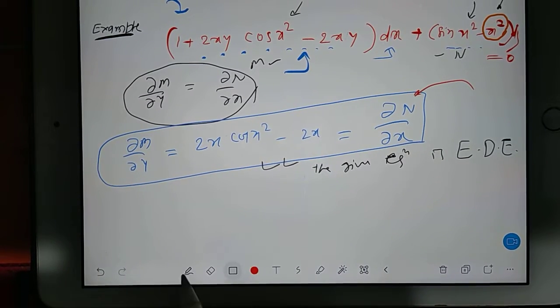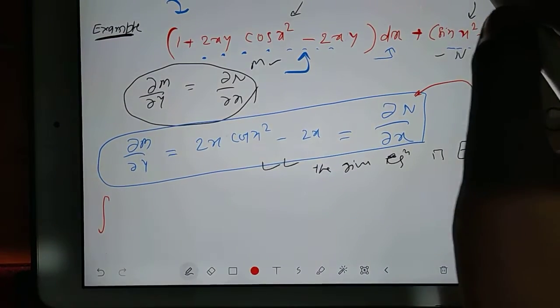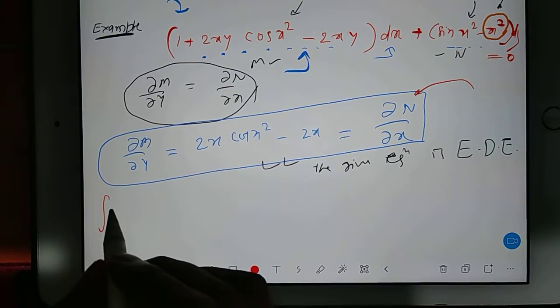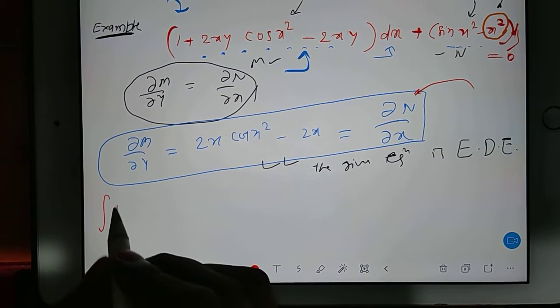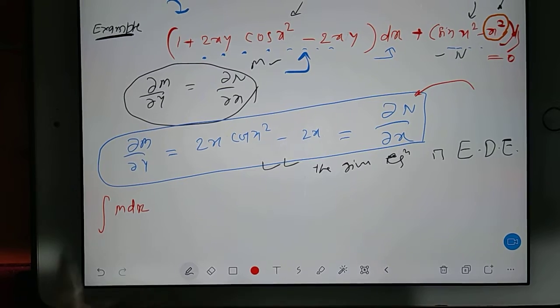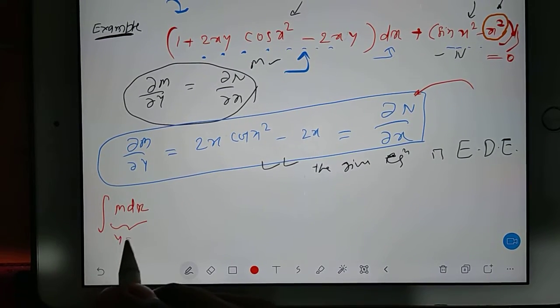The final solution is integration. Remember, in this part you have to do M dx, but you have to keep y constant.